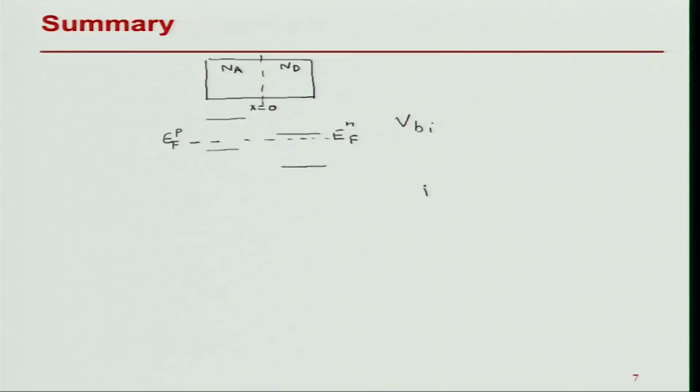Then we used the depletion approximation to show how is the charge distribution inside the junction, because we know the electrons and holes have diffused from high concentration to low concentration, thereby creating a field, and in that approximation I can plot my charge and define a depletion width for the junction which depends on how I have done the doping.